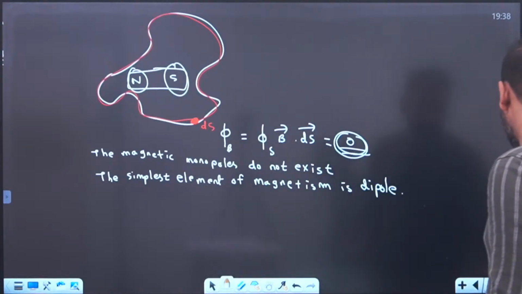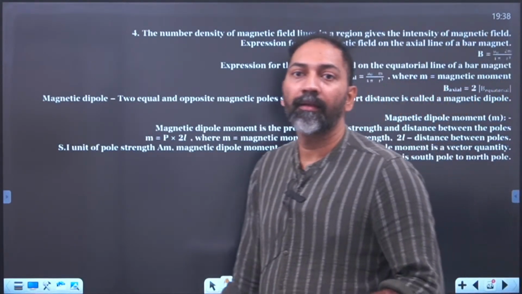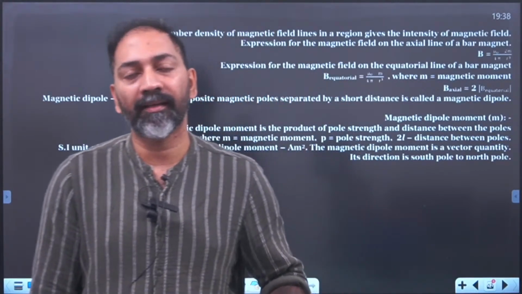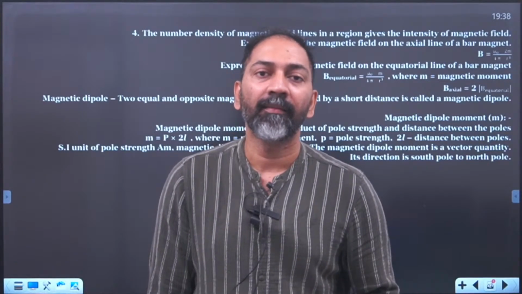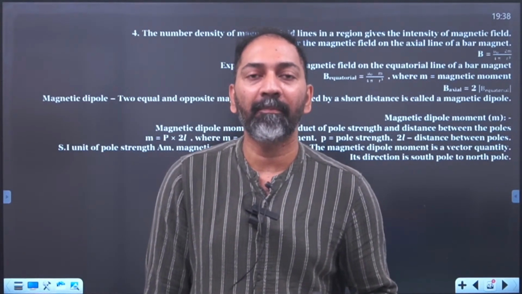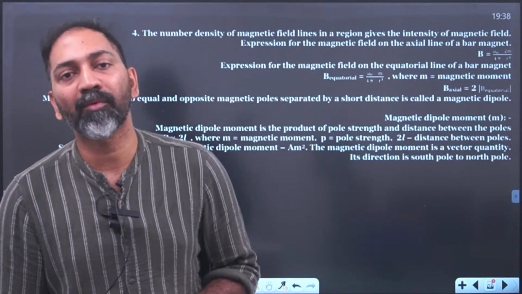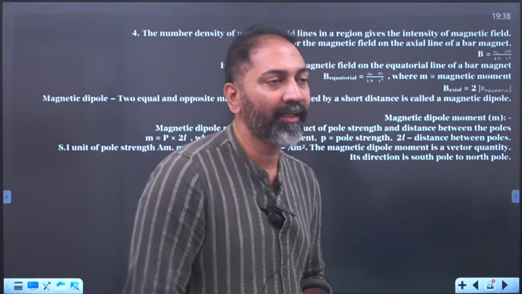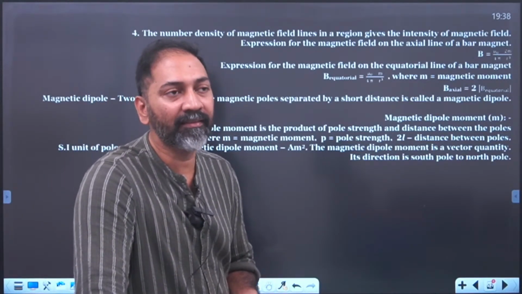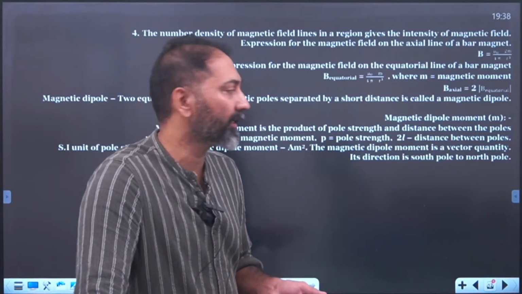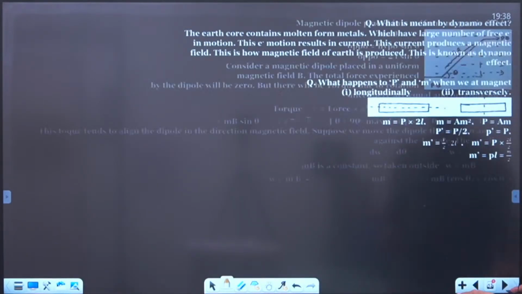So we were discussing magnetism and matter. We have seen Gauss's law in magnetism. We have seen magnetic pole strength, unit ampere meter, magnetic moment M is equal to pole strength into distance between the poles. Unit of magnetic moment is what? Ampere meter square. We have seen magnetic field at axial point of a bar magnet, at equatorial point of a bar magnet. We have seen work done in rotating a magnetic dipole in a uniform magnetic field.